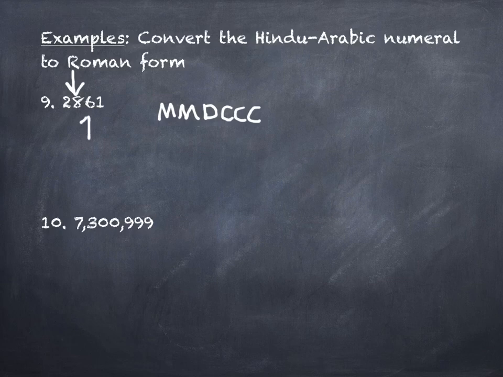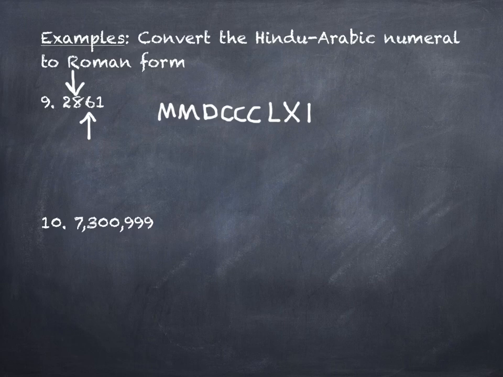How about the 61? How do I get 60? L, because that's 50, X, and X is 10. So there's my 60. And then the 1 at the end? I. Not too bad? Okay. Really, you're going 1 digit at a time and you're writing them down.